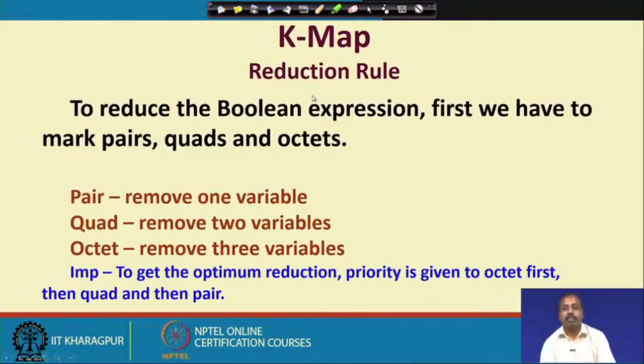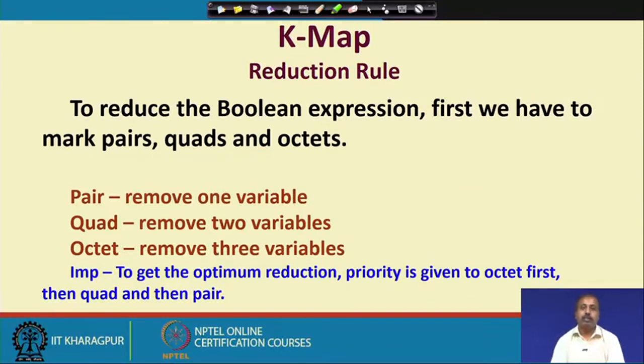Once we have represented the Boolean function by means of the Karnaugh map, we can follow some deduction rules. Some of the rules I have already said, like you have to make groupings of these ones. To reduce a Boolean expression, first we have to mark pairs, quads and octets. Octet means a group of 8 ones, quad means a group of 4 ones, and pair means a group of 2 ones. If you make a pair, you can remove only a single variable, because between a pair only one variable can change its polarity.